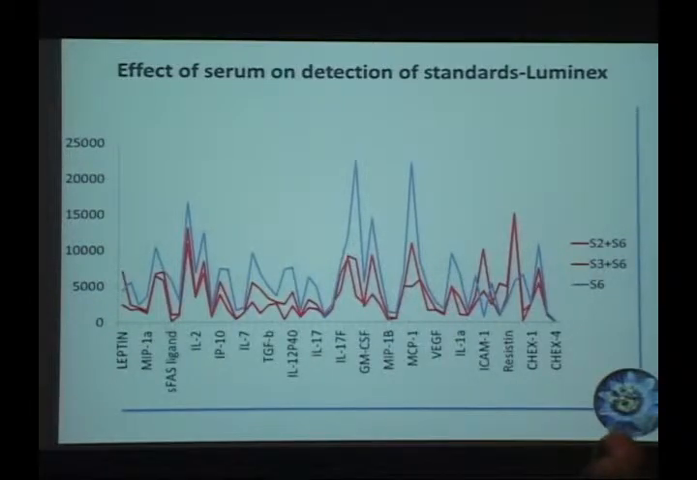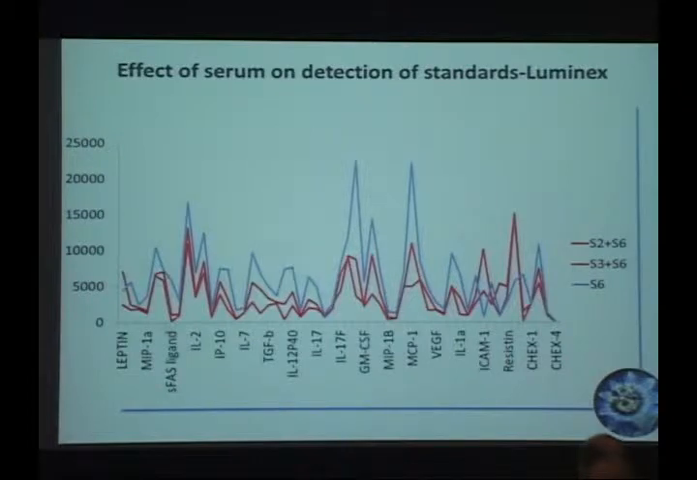So what does this effect tell us? I just realized that this is a little confusing because S2 means serum number 2. And S6 means standard. Sorry. Just to be clear, Holden helped me clarify that one: S6 means standard number 6 spiked into serum number 2, and standard number 6 spiked into serum number 3. And then S6 with nothing, the blue, is just that standard as detected in the assay.